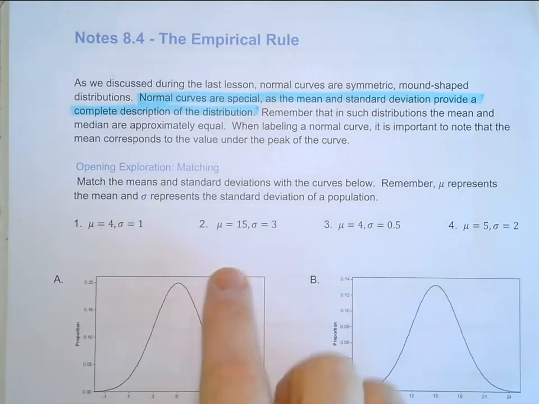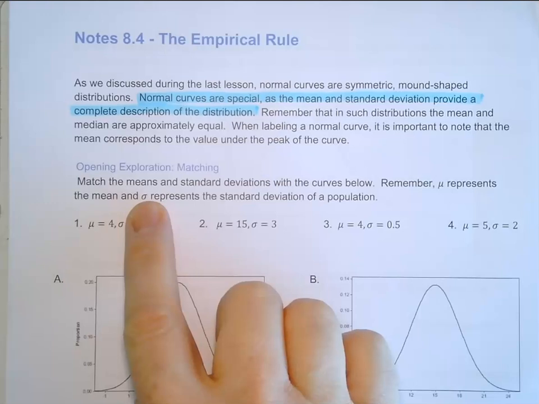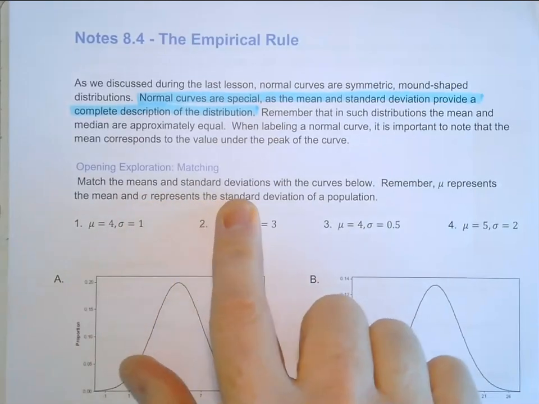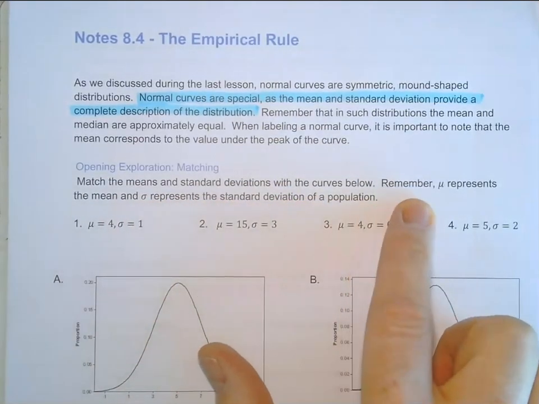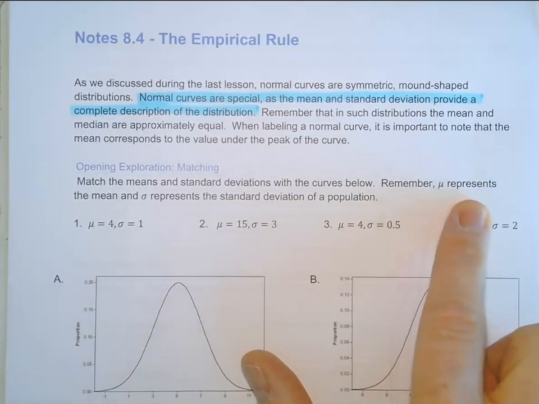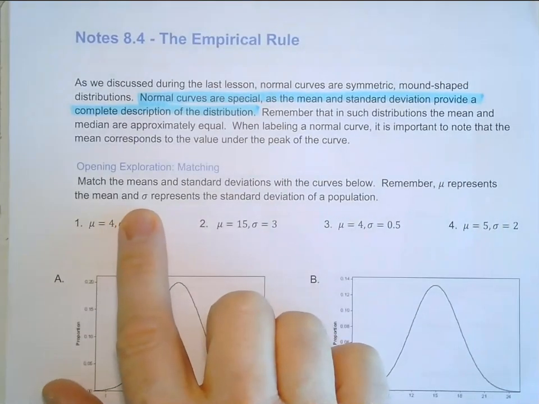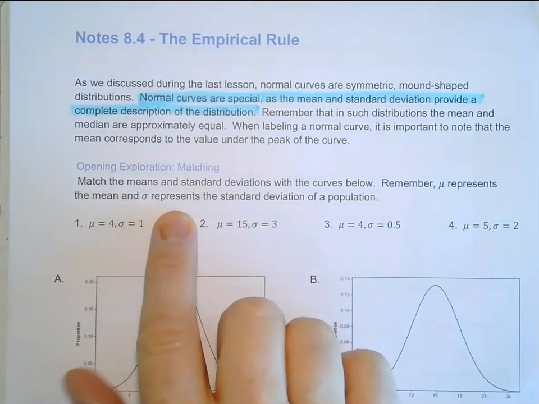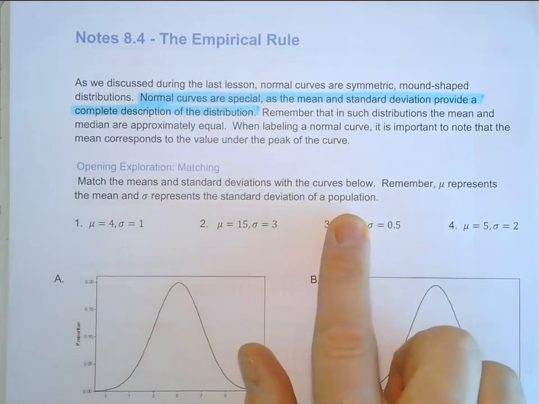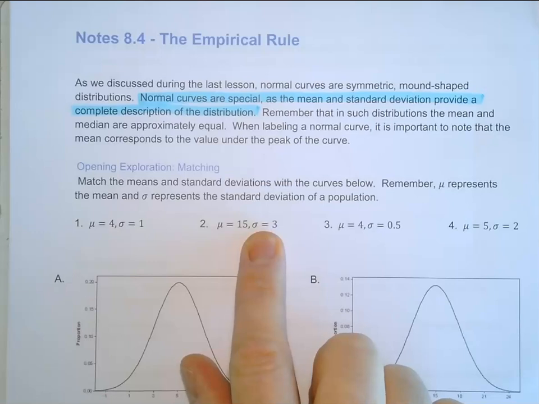Okay, so the first exploration here is just matching, and we're going to match some information. It says match the means and standard deviations for the curves below. Remember mu, that looks like a cursive M. Mu is a Greek letter, represents the mean, and sigma, lowercase sigma, Greek letter, represents the standard deviation of the population. So it's just the mean, standard deviation, mean, standard deviation. Get the idea?